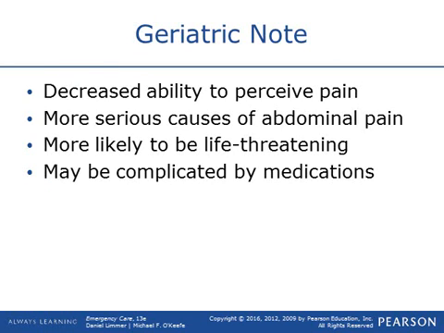With some older populations, they have a decreased ability to perceive any pain. Some of their nerve endings and stuff are just kind of worn out, so their pain may just always be dull. They may not have that exact pinpoint pain. They can have more serious issues with GI stuff. Sometimes they can be life-threatening. Some folks who have uncontrolled GI bleeding can very much so be life-threatening. This can be complicated by some of the medications they're on or some treatments they may be getting, such as chemotherapy or something like that.